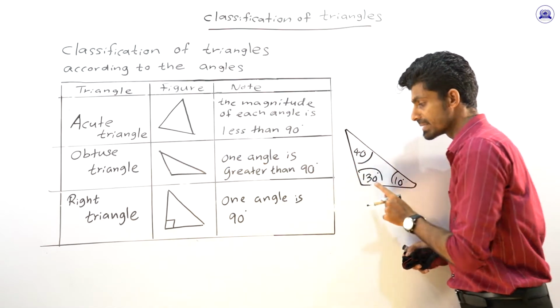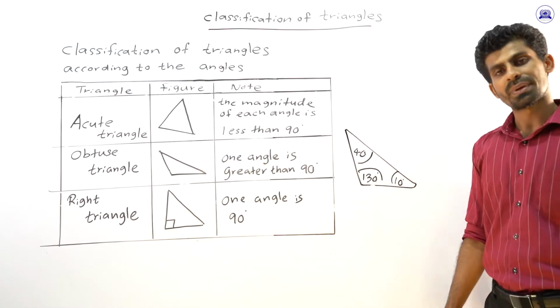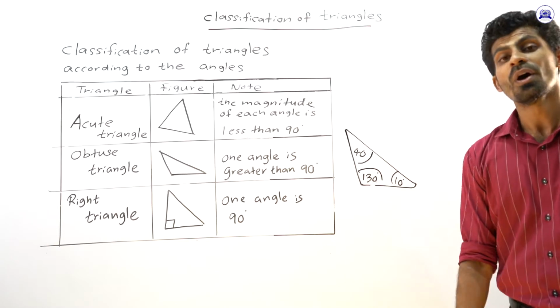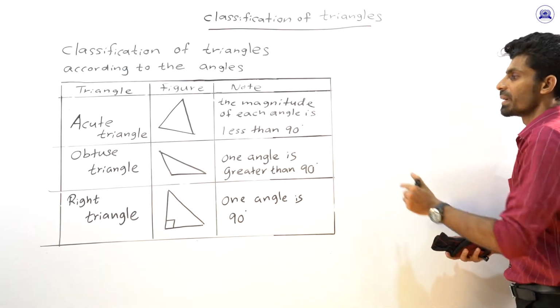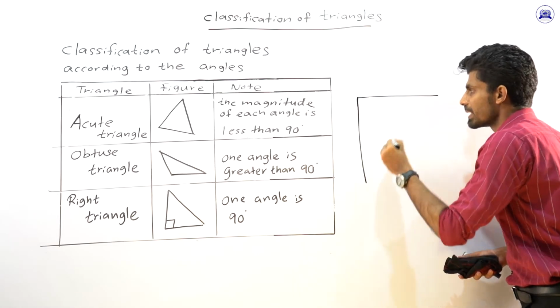So what is the triangle type? Obtuse triangle. Just consider the last example.